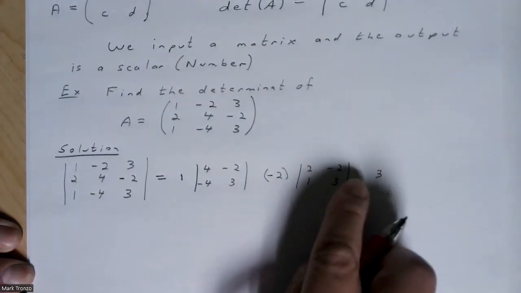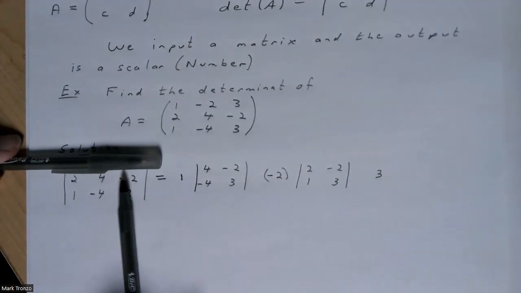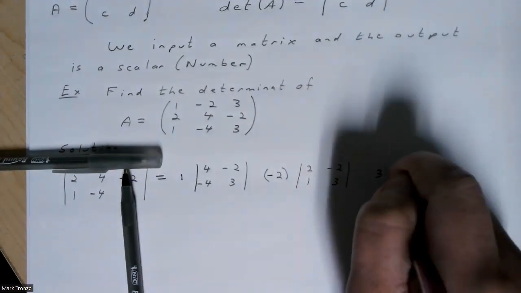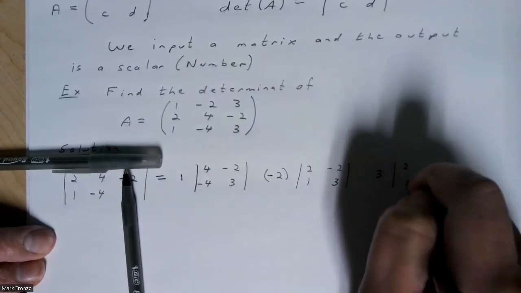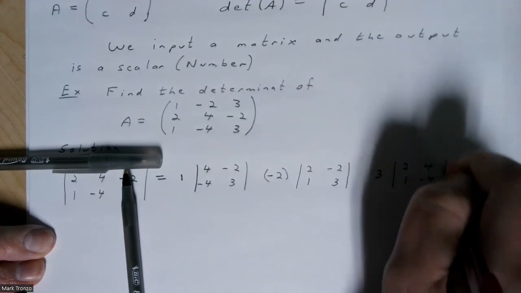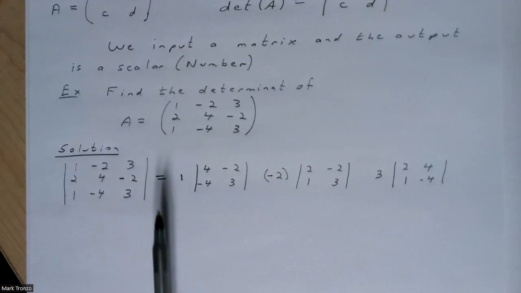Write that down. Once again, leave a space in front. And we'll cover up the row and the column that contain the 3, and write down what's left: 2, 4, 1, -4, like that. And so there we have it.